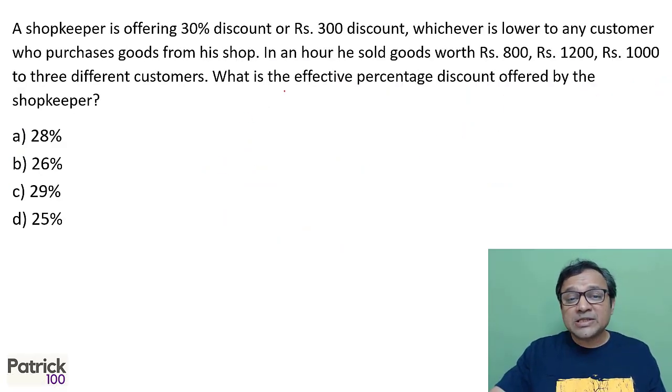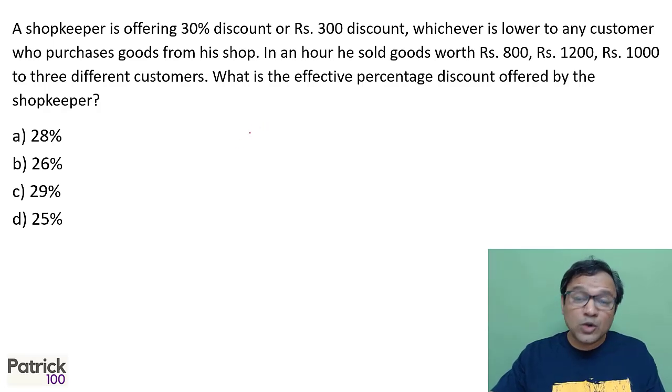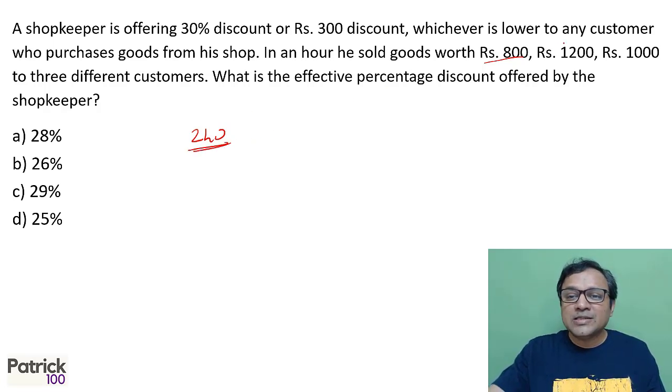A shopkeeper is offering a 30% discount or a 300 discount, whichever is lower, to any customer who purchases goods from his shop. So he sold 800. On 800, the discount will come to 240 rupees. Whichever is lower. So you'll give a 30% discount on 800, which is 240. Second, you get 30% which is 360. But the lower will be 300, so you'll offer a 300 discount. And on the third also you'll offer a 300 discount, the lower of 300 or 30%.